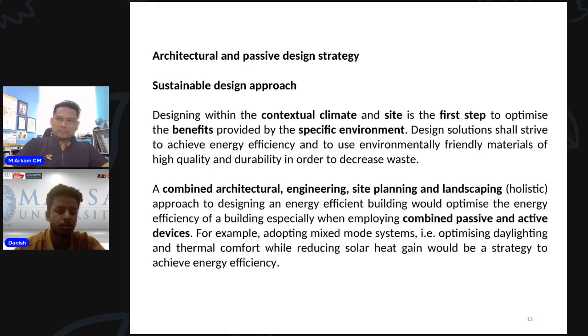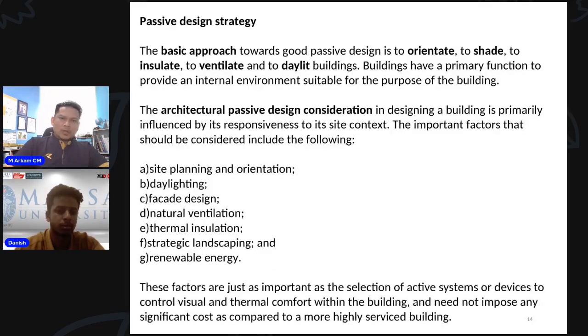The specific passive design strategies. It can be done by understanding the combination of those to be adopted in our project or our building. Okay, this is too long. I'll go straight to the point, A to G there. Architectural passive design consideration, we need to consider the following. The first one, the site planning and orientation. How we want to plan the position of our building, if possible.